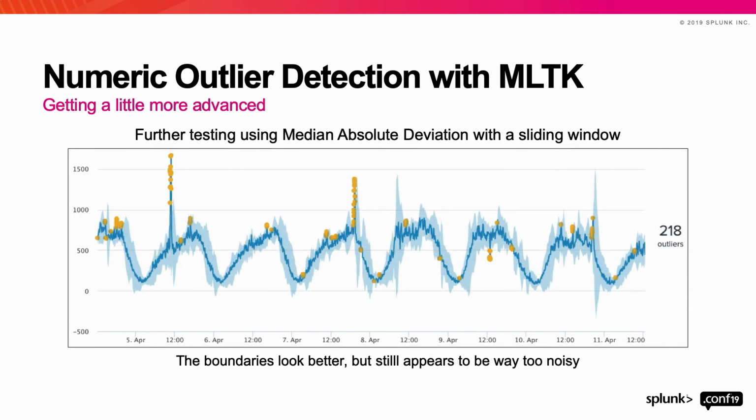Trying this again, we further test using median absolute deviation. At first observation, you can see that the windows look a little bit better, but look to the right, it's even noisier. Why is that? What's happening? Why are we having trouble detecting outliers using these very common statistical approaches that pretty much every product out there has available when they say they have machine learning, including our own?